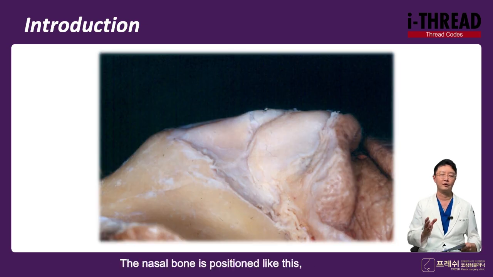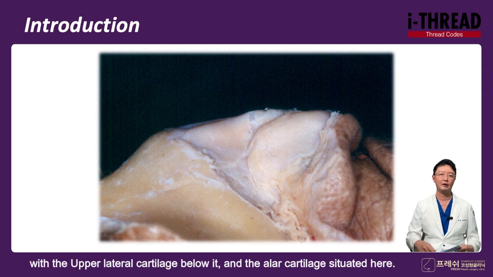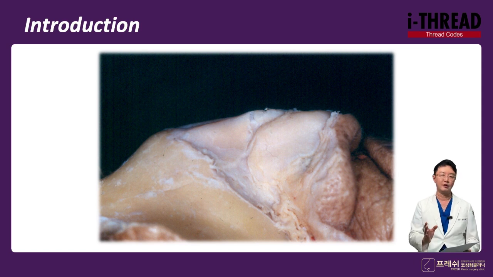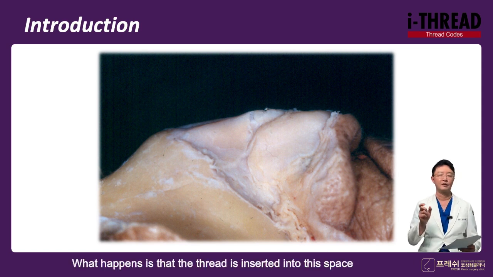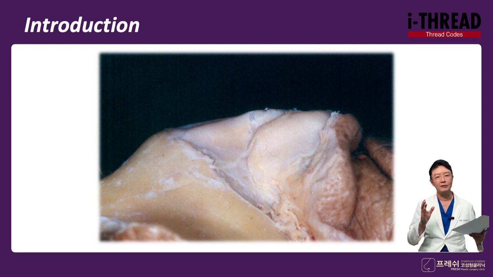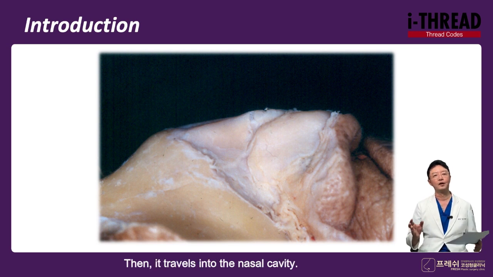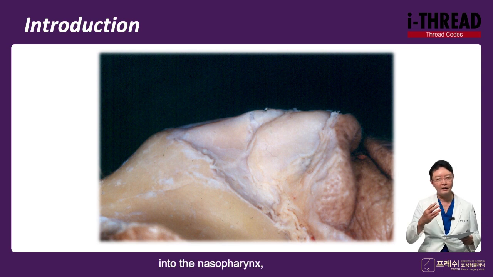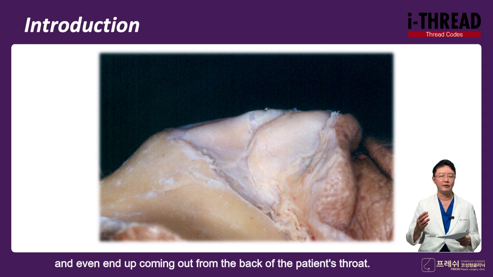The nasal bone is positioned like this, with the upper lateral cartilage below it and the alar cartilage situated here. So there have been cases where the thread inserted ended up coming out of the throat. What happens is that the thread is inserted into this space between the nasal bone and the upper lateral cartilage. Then it travels into the nasal cavity. If you keep inserting without realizing, it can continue past the nasal cavity into the nasopharynx and even end up coming out from the back of the patient's throat.